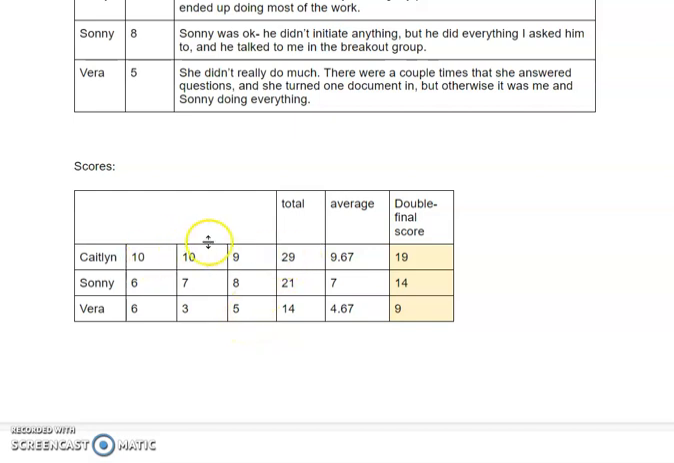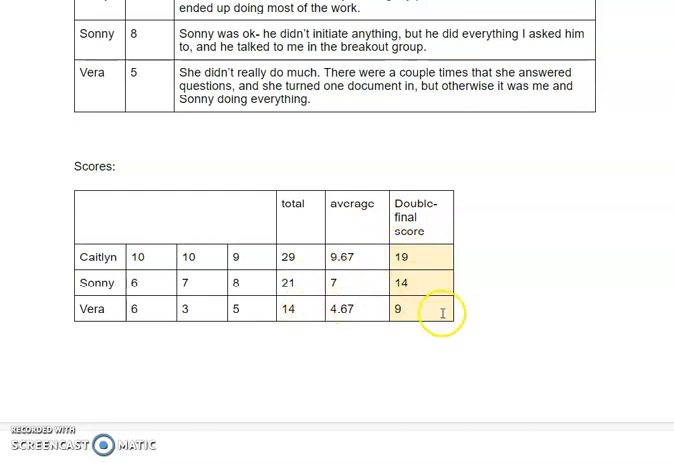Total: 10 plus 10 plus 9 is 29. And then you have the scores for Sunny and Vera as well, just adding up the scores that everybody gave them. But because some groups have more students and some fewer, I can't just put that score in, because then a group of 5 will have more points, right, with 5 scores versus just 3. So what I do is I take an average and then double that average. So there's a mean, right? 10 plus 10 plus 9 is 29, divided by 3 is 9.67. And then double it with a rounding, you get the 19 as your final score.